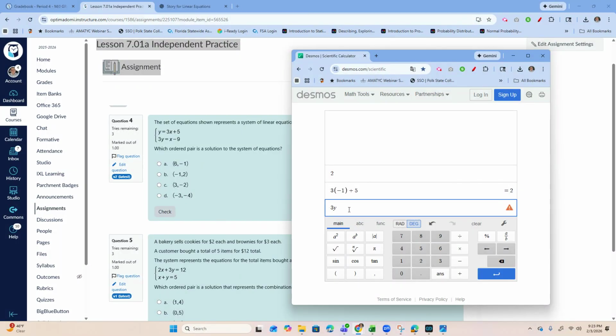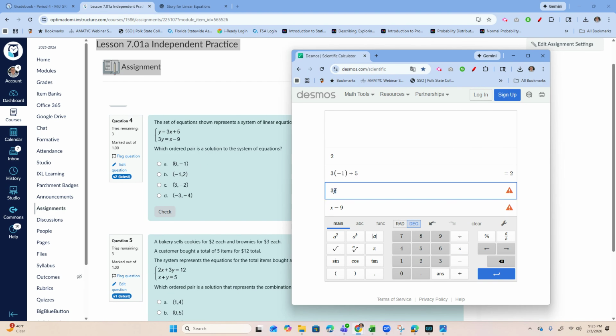See, I'm going to put in my third line. And in my fourth line, I'm going to write x minus 9. See, what was after the equal. And I'm going to use the same pair again, negative 1, 2. Why? Because it worked in the first equation. I need to check if it works in the second equation.